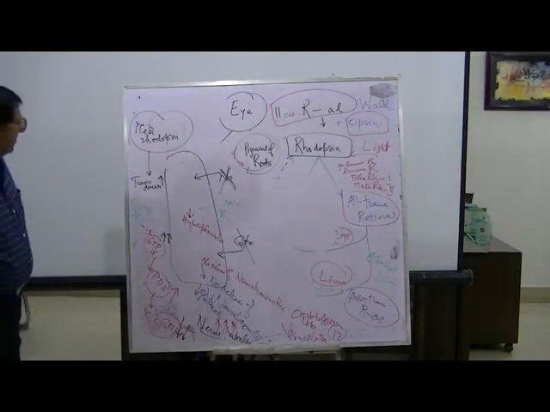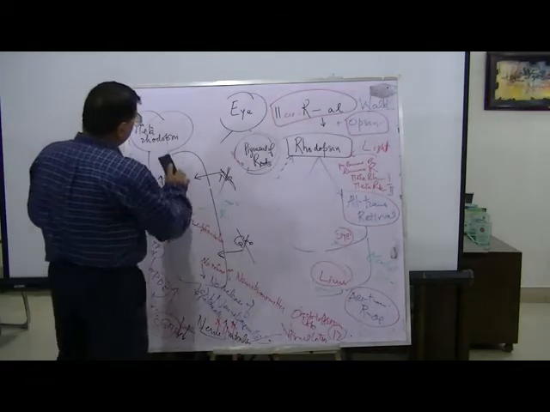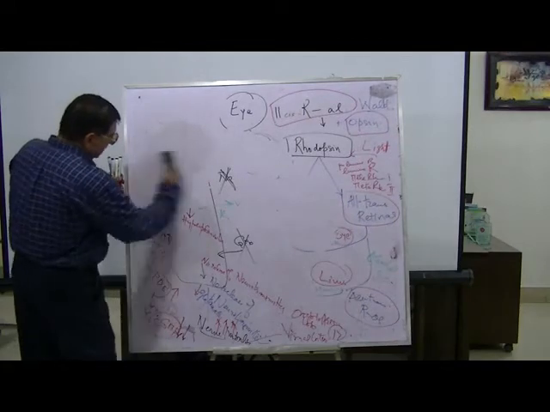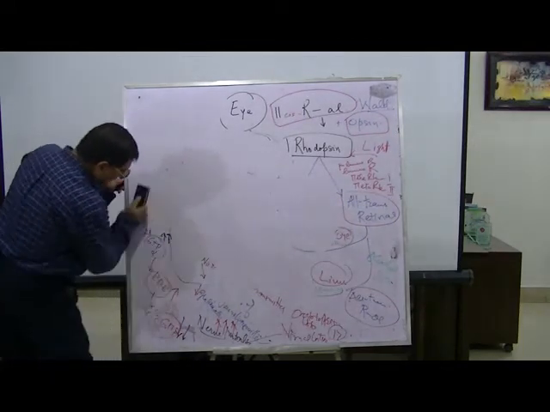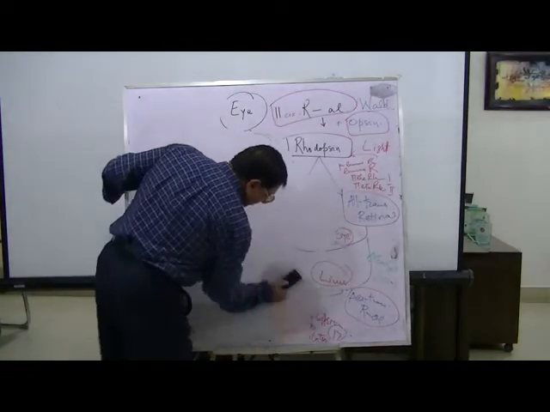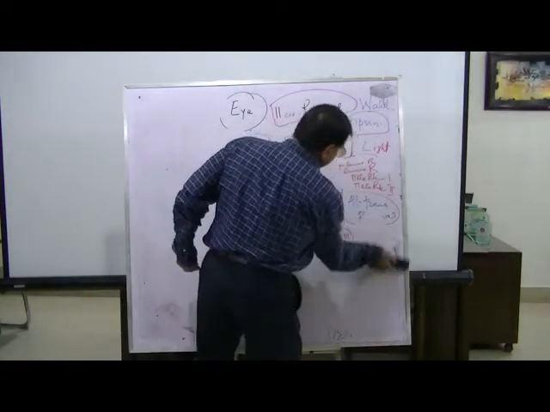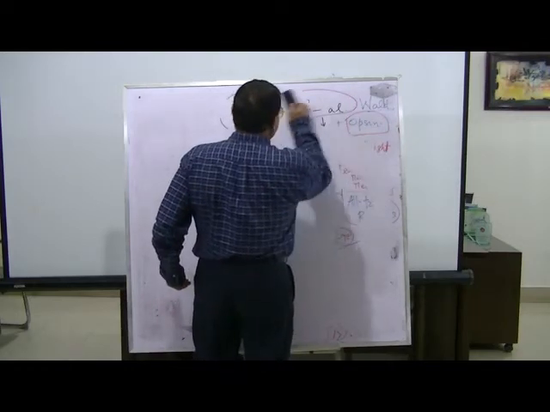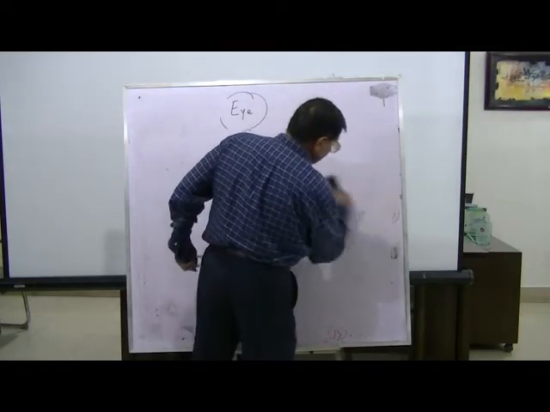So this was all about visual cycle. Now, because the eye contains epithelial components as well, conjunctiva and cornea, I'll talk about the action of vitamin A on the epithelium of the eye.